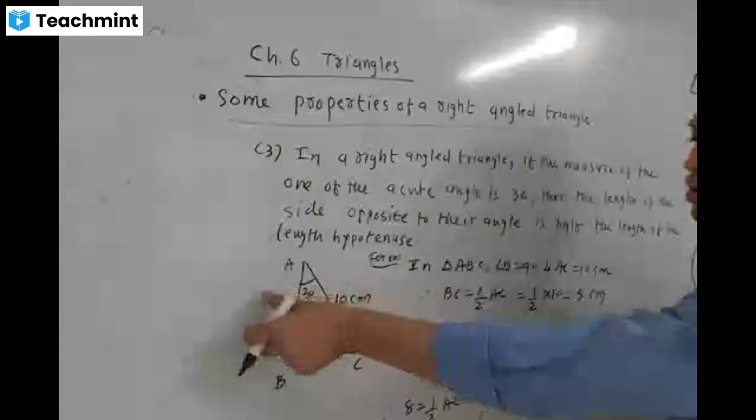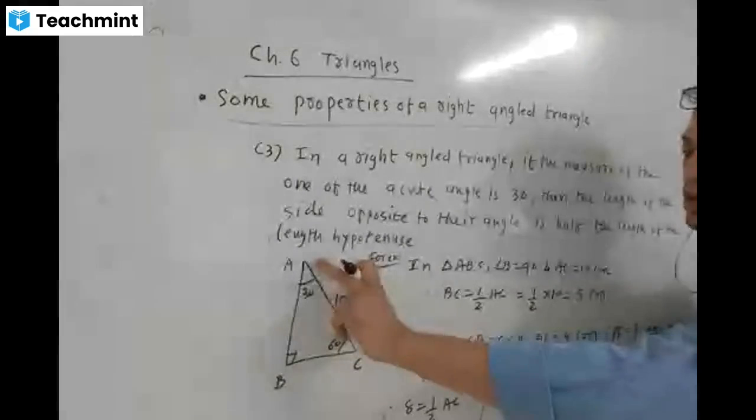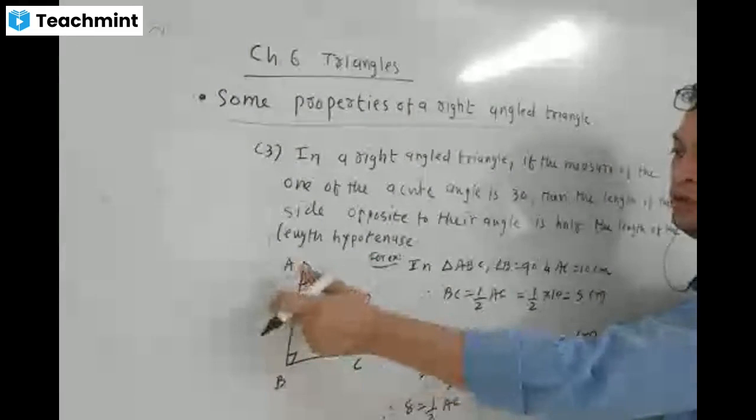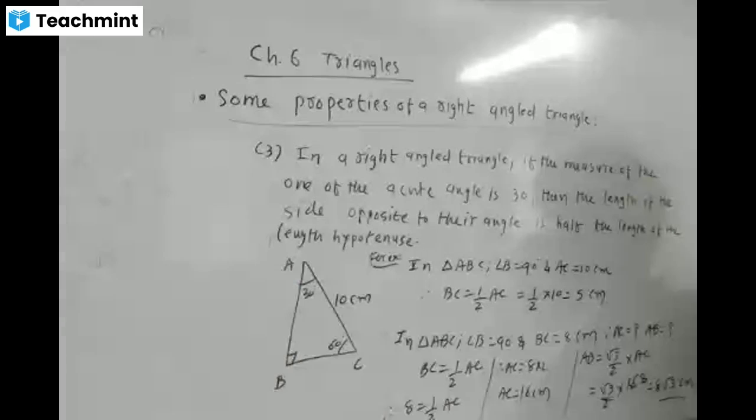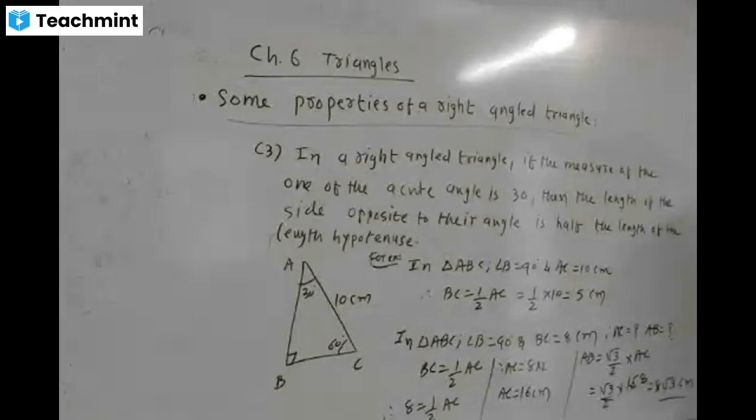If the length of AC is 16 centimeter, BC is equal to 8 centimeter, and the length of AB is root 3 by 2 into AC, 16 by 2 into root 3, that is equal to 8 root 3 centimeter. Okay, तो ये 3 formulas तुम्हें याद रखनी है. Clear?